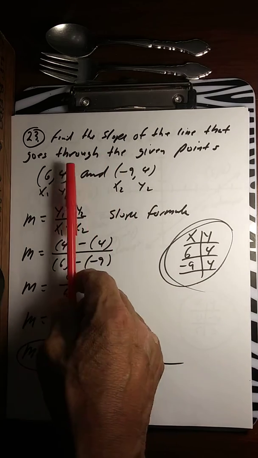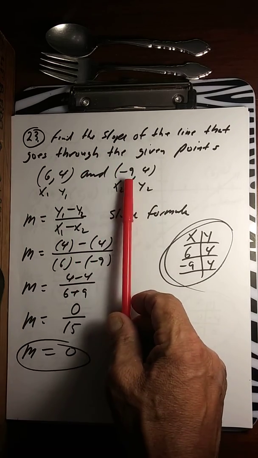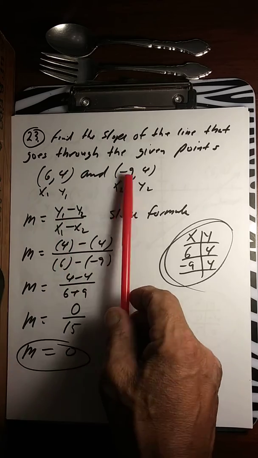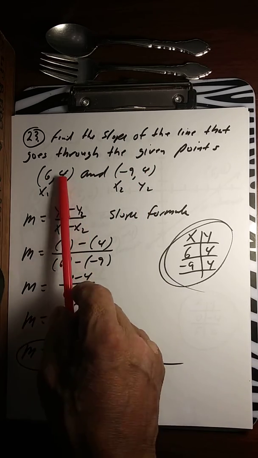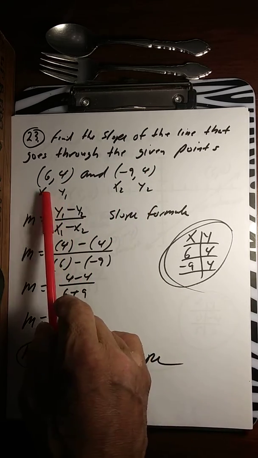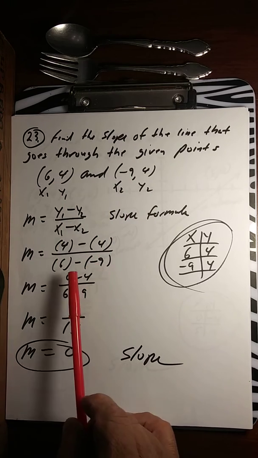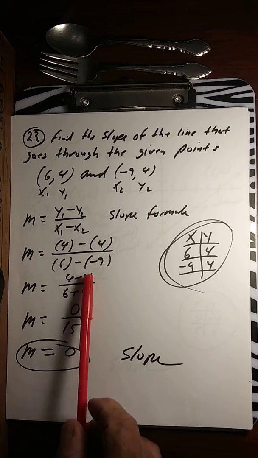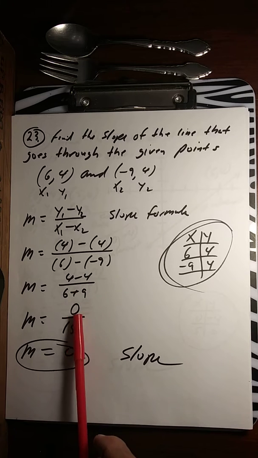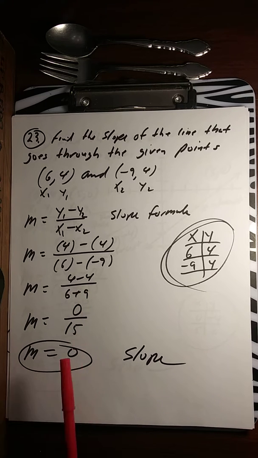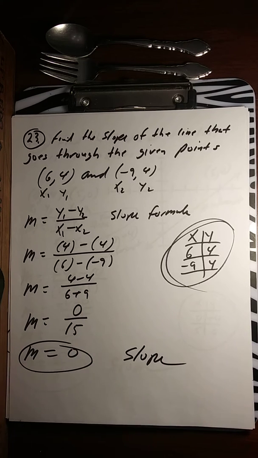Find the slope of the line that goes through the given points. 6, 4, negative 9, and 4. So x1, y1, x2, y2. Put them in there. 4 minus 4 on top, 6 minus negative 9 on the bottom. So we have 4 minus 4 over 6 plus 9. Negative, negative. 0 over 15. And 0 divided by 15 is still going to be what? 0. So the slope is going to be what? 0.